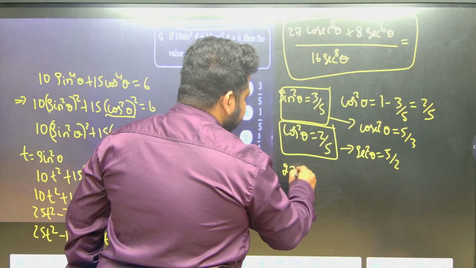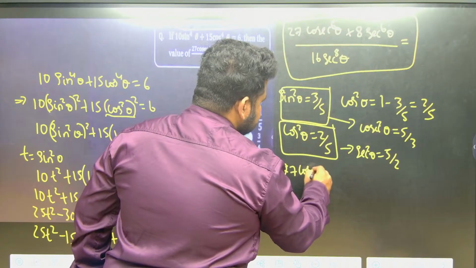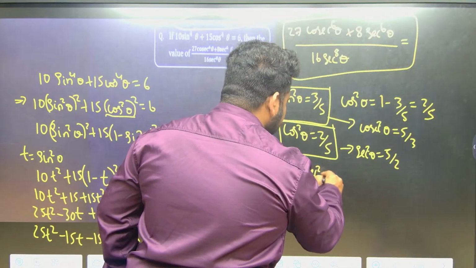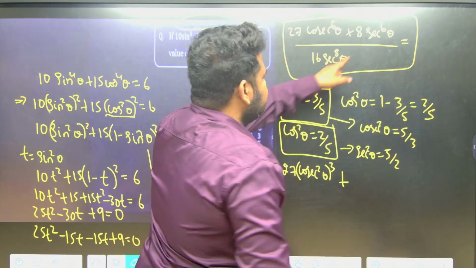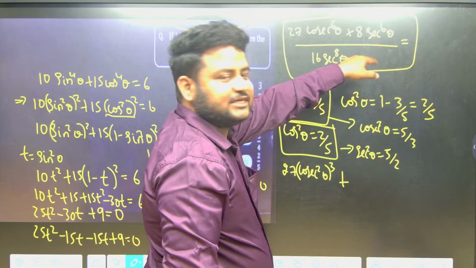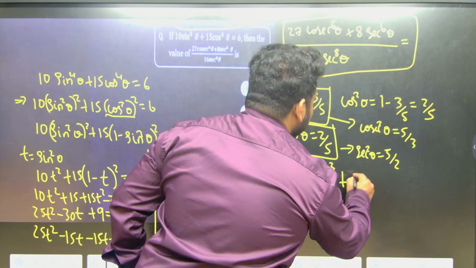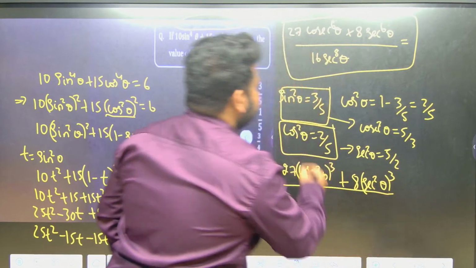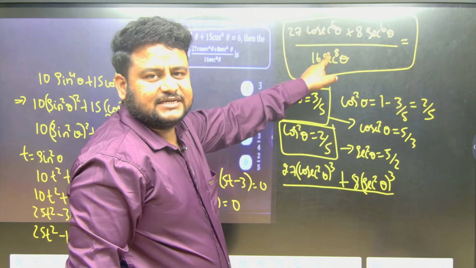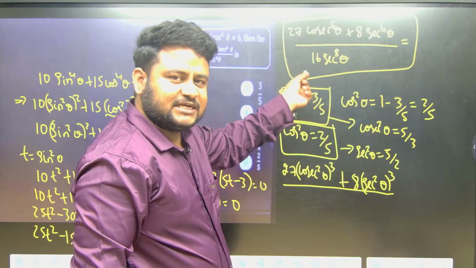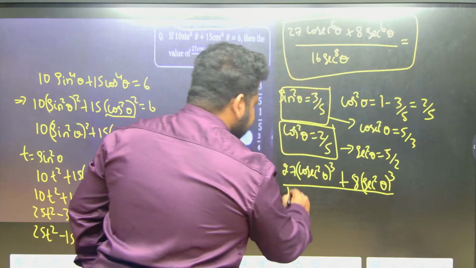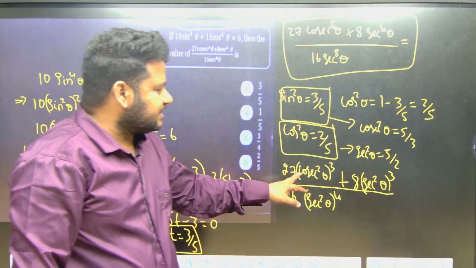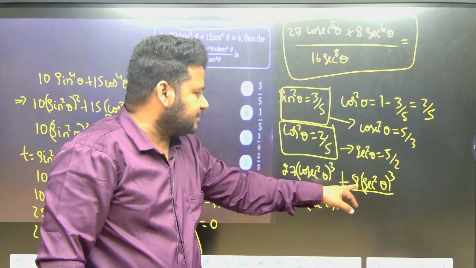I can write it as 27. What are they asking? 27 cosec power 6 theta I can write as 27 cosec square theta whole cube. Similarly, secant power 6 theta I can write as secant square theta whole cube, so 8 into secant square theta whole cube, divided by secant power 8 theta. Secant power 8 theta can be written in terms of square as secant square theta whole power 4, so 16 into secant square theta whole power 4. This is what we have. Cosecant square theta, what is the value we have got? 5 by 3. This is 5 by 2.